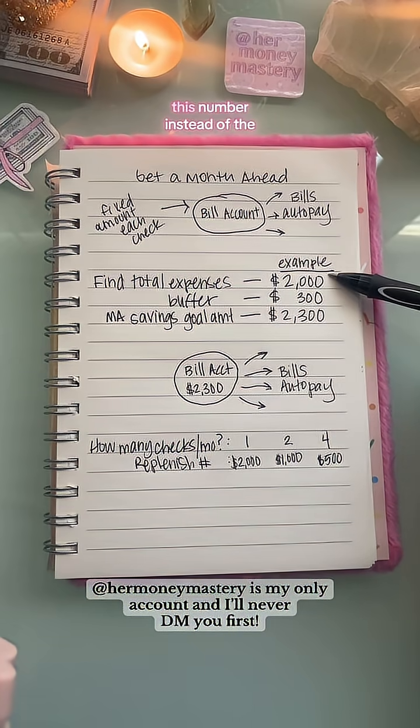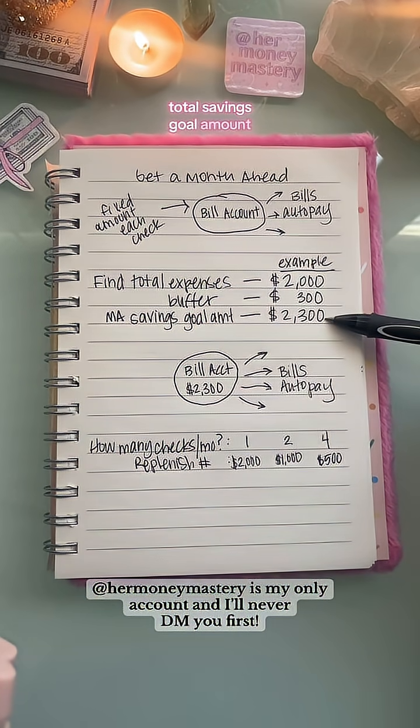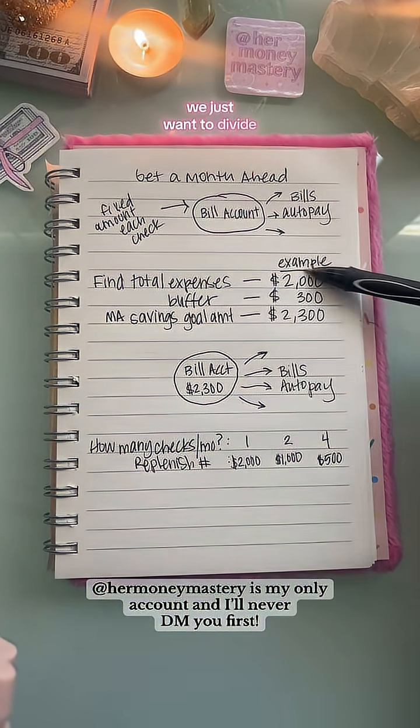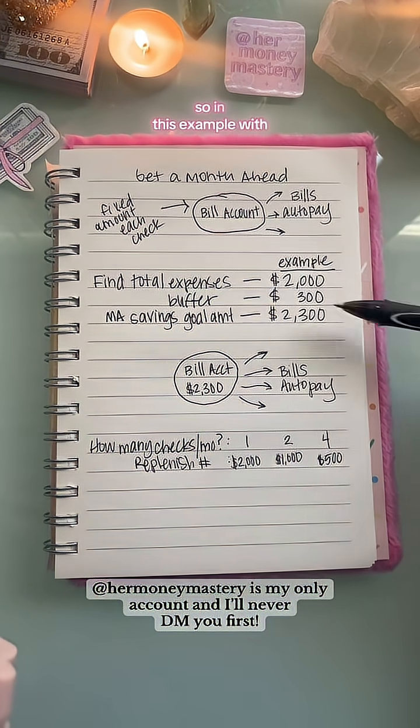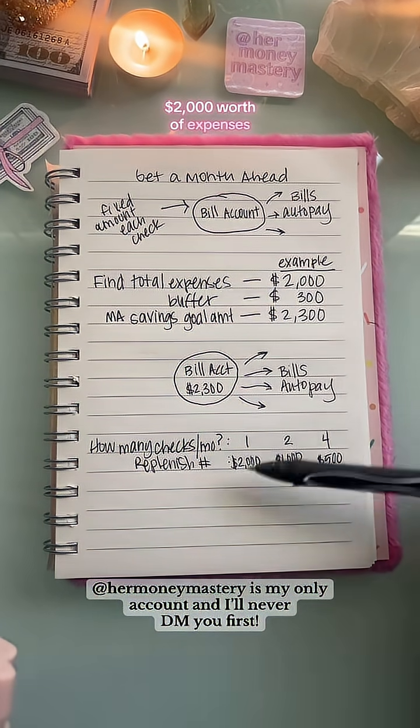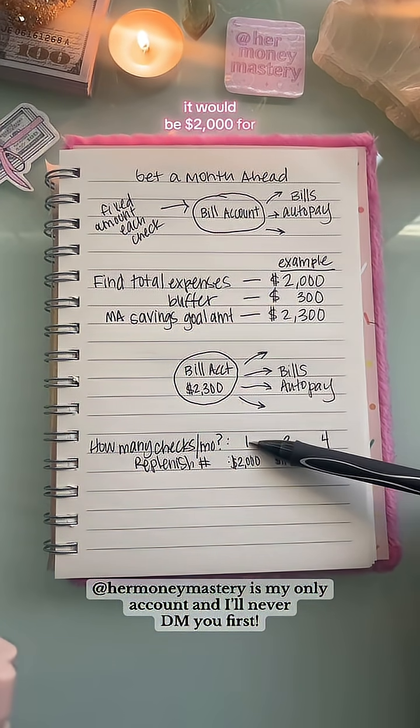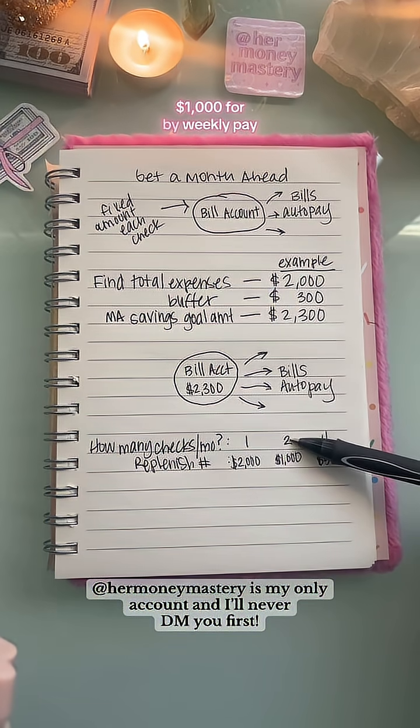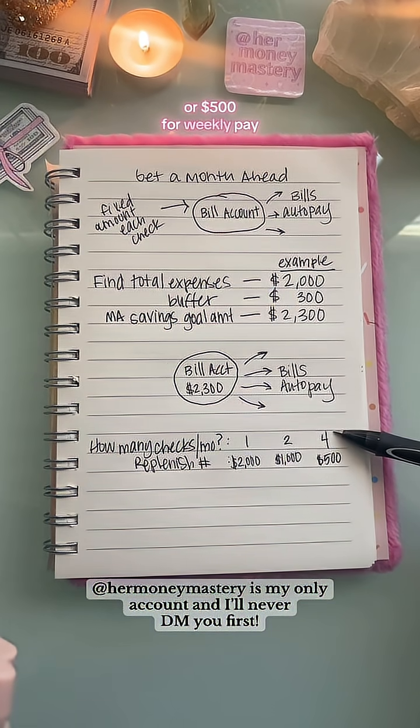The reason why we're using this number instead of the total savings goal amount is because you don't need to replenish the buffer every single month. We put the buffer in there to keep you safe. We just want to divide the total expense number. So in this example with $2,000 worth of expenses, it would be $2,000 for monthly pay, $1,000 for bi-weekly pay, or $500 for weekly pay.